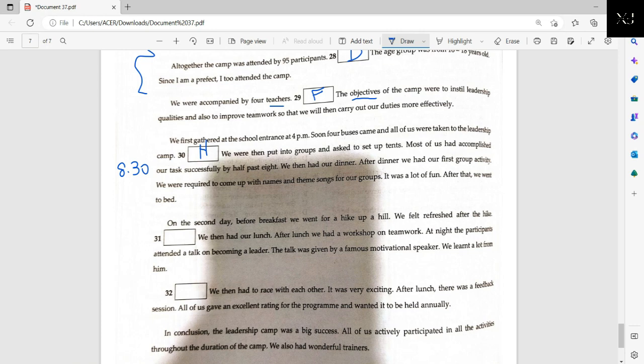We then had our dinner. After dinner, we had our first group activity. We were required to come up with names and theme songs for our groups.